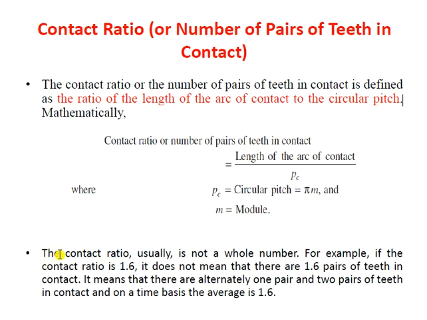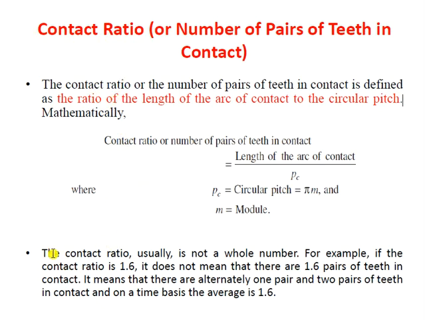For example, the contact ratio cannot be less than 1. What is the meaning of this? If the contact ratio is less than 1, it means the number of pairs of teeth in contact is less than 1, which means for a fraction of time the teeth are not in contact. This means the contact ratio will always be greater than or equal to 1. Minimum 1, but it will usually be greater than 1.